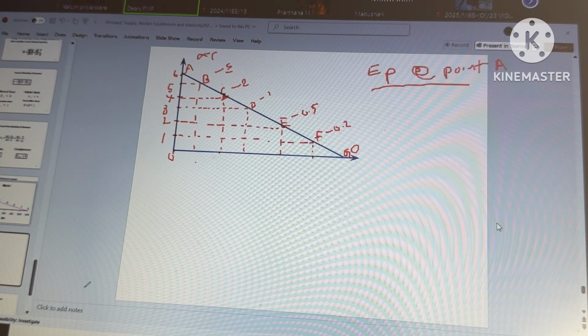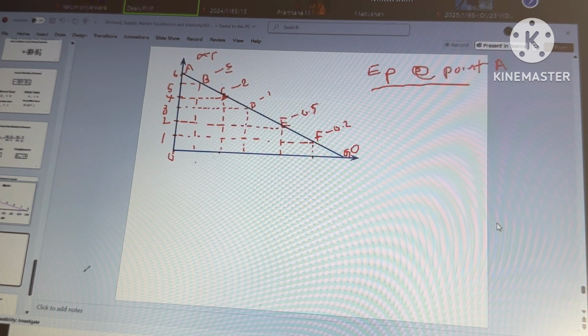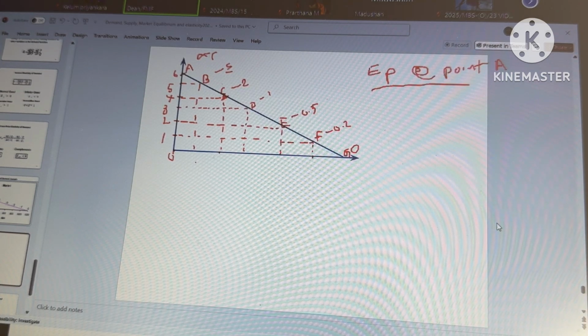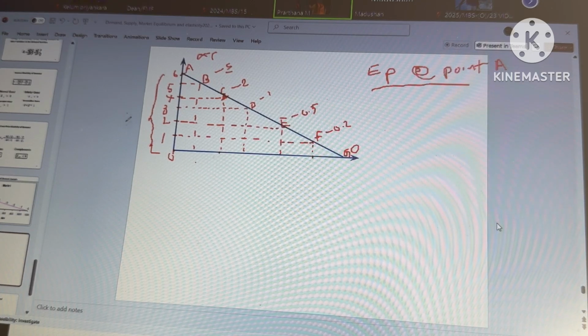We don't have any quantity information, but we have price information. In this case, you can check. This is how we can do it. Now, only the price axis information. Take the lower segment of the price axis. This is the lower segment. What is the value of the lower segment? This value is 6. And divide by the upper segment.